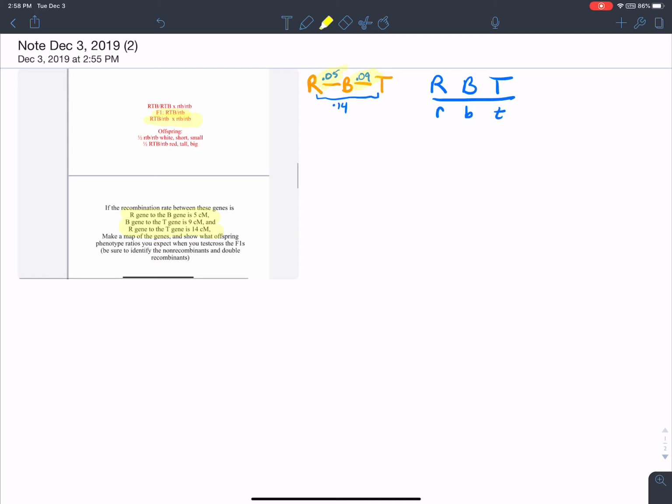What we do is multiply those together. That makes sense to me. 0.05 times 0.09. That's going to give you a double recombination rate of 0.45%.